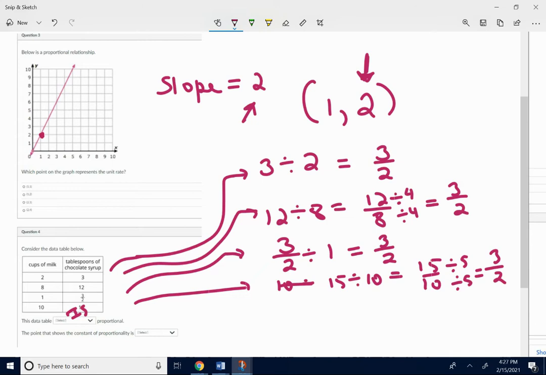And the point that shows the constant of proportionality, kind of like that other one, I want a point that shows specifically 3 halves. That would be the third point on the table, (1, 3/2). It's just really specific to that. The y-coordinate is showing exactly what the constant of proportionality is.